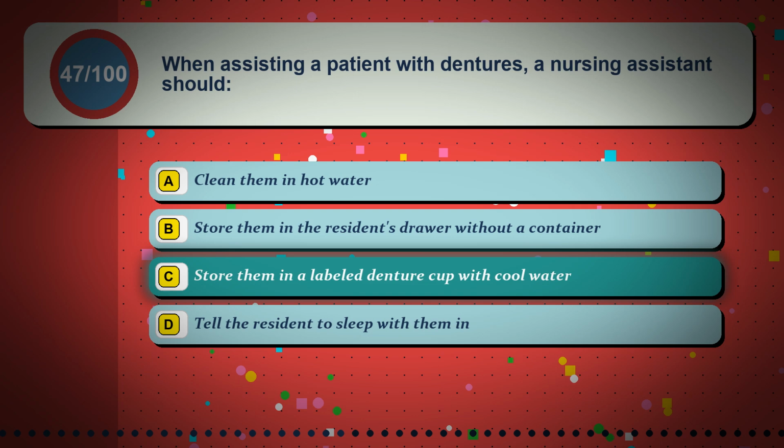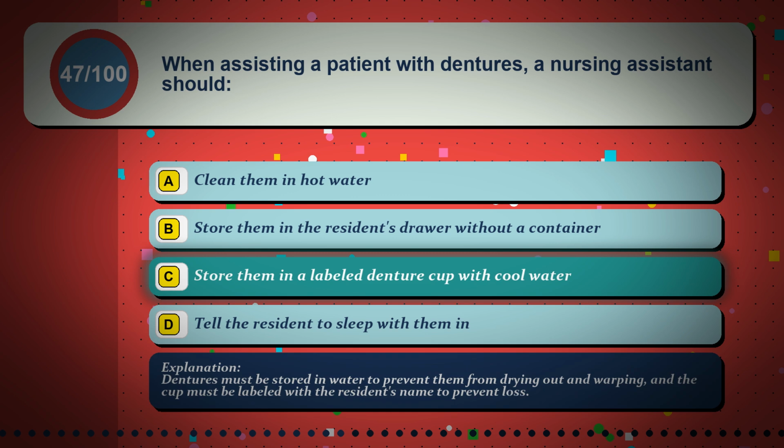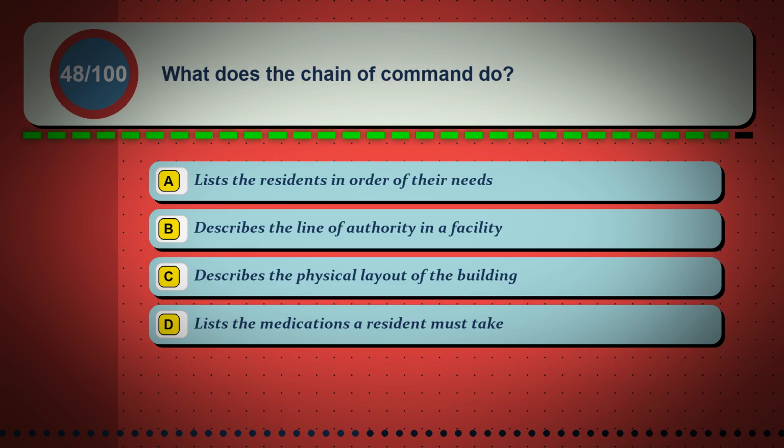The correct answer is option C. Store them in a labeled denture cup with cool water. Dentures must be stored in water to prevent them from drying out and warping, and the cup must be labeled with the resident's name to prevent loss. Question 48. What does the chain of command do?